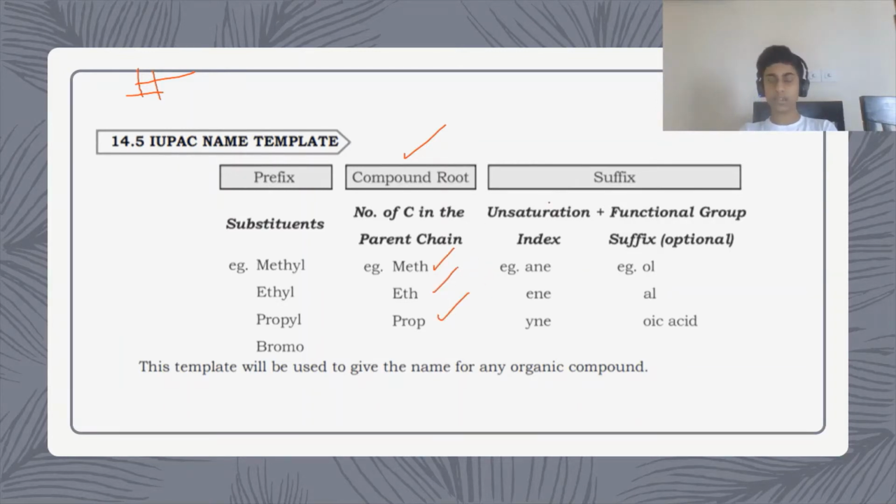Now this unsaturation index is just the bonds present in it. For all single bonds we have ane, for double bonds we have ene, for triple bonds we have yne. The last one is the functional group. The functional group and some substituents are related to the priority order, which we'll see later. For the functional group, we add a suffix. For alcohol we add ol, for aldehydes we add al, and for carboxylic acids we add oic acid.